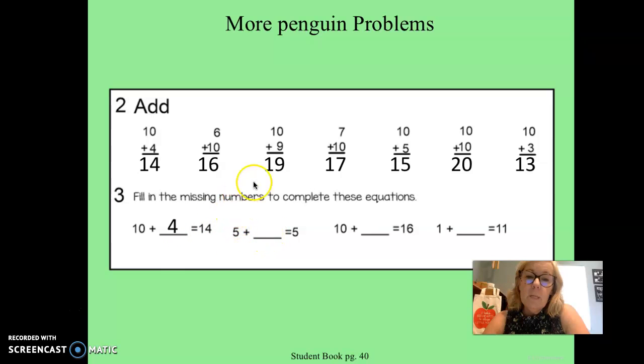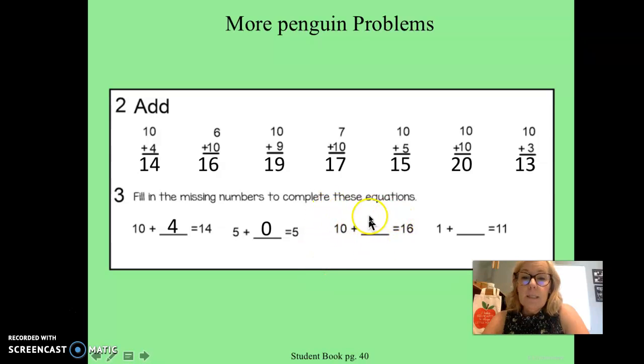5 plus something equals 5. I have a feeling that's supposed to be 15, but we're going to make it equal 5. 5 plus 0 equals 5.